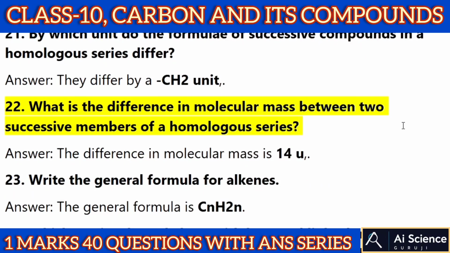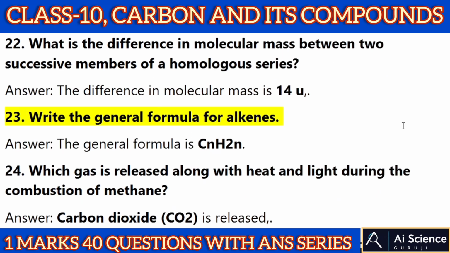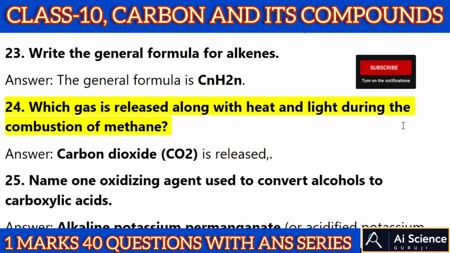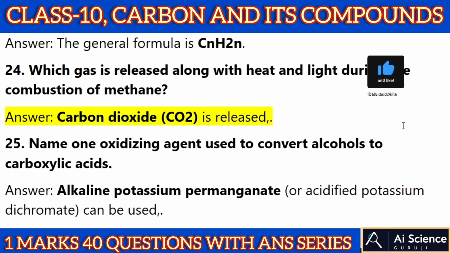22. What is the difference in molecular mass between two successive members of a homologous series? Answer. The difference in molecular mass is 14 u. 23. Write the general formula for alkenes. Answer. The general formula is CnH2n. 24. Which gas is released along with heat and light during the combustion of methane? Answer. Carbon dioxide, CO2, is released.